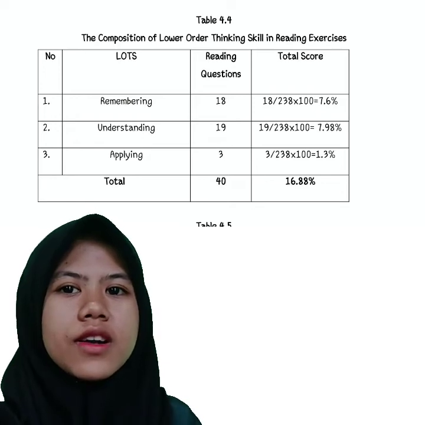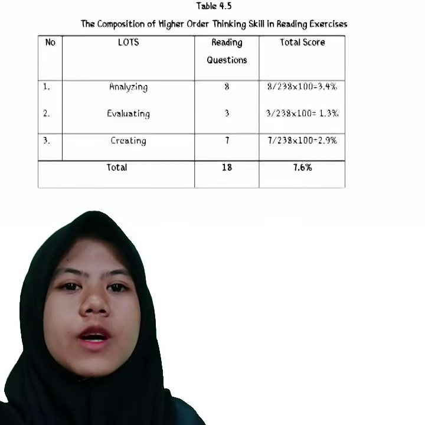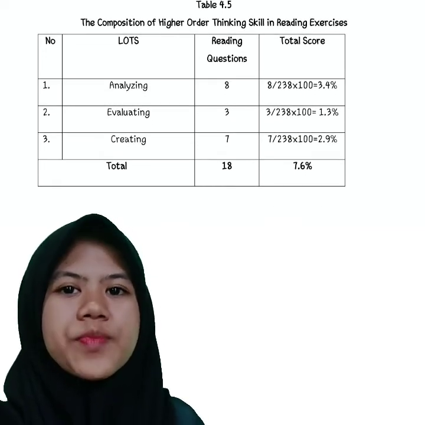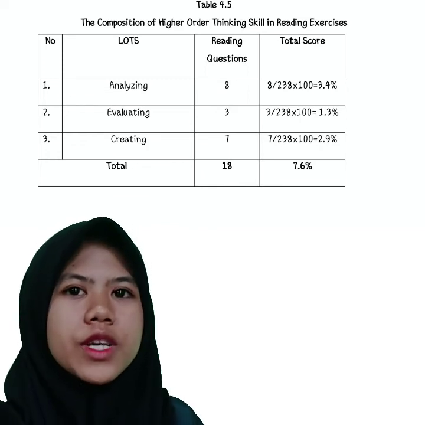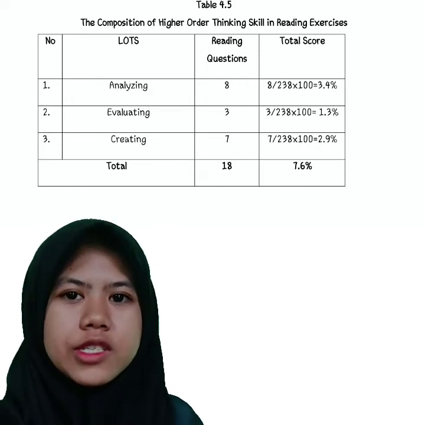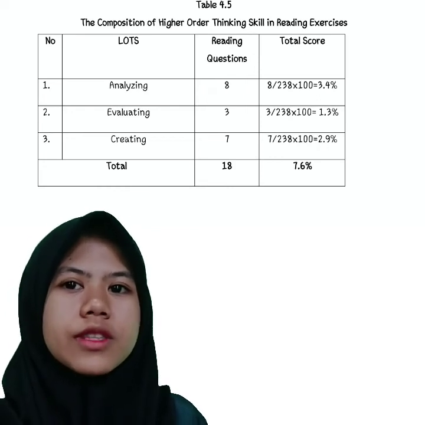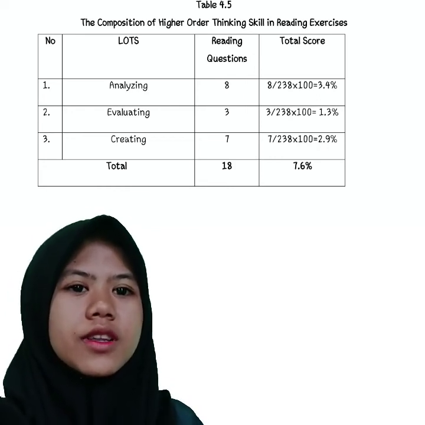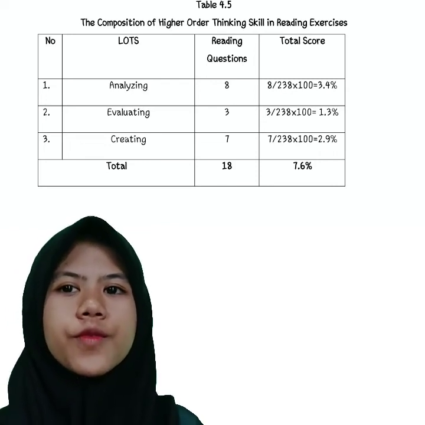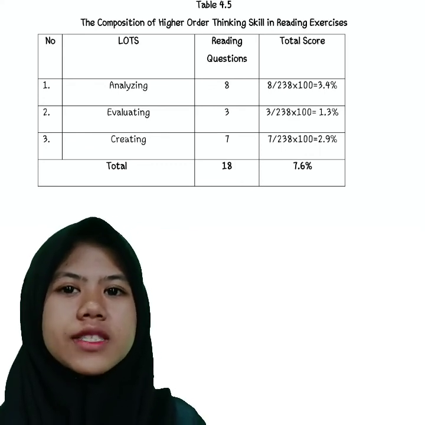And then the next is the composition of higher order thinking skills in these reading exercises. For analyzing, there are 8 questions and then the score is 3.4%. For evaluating, there are 3 questions and then the score is 1.3%. And for creating, there are 7 questions and then the score is 2.9%. So the total reading exercises for HOTS is 18 questions and then the total score is 7.6%.